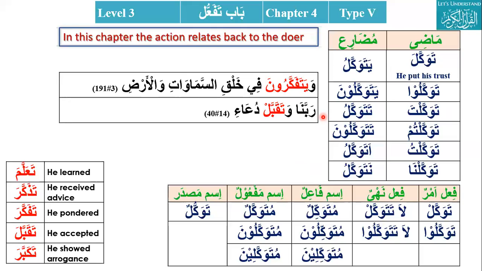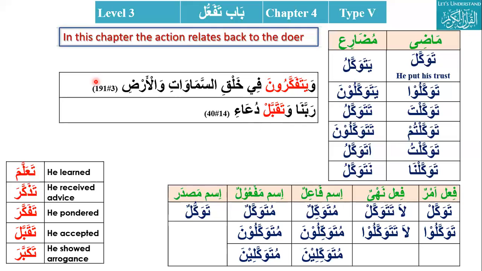Okay, can you please take this ayah? Rabbana wa taqabbal du'a'i. Rabbana, O our Lord, wa and taqabbal, accept dua. Where will we fit this taqabbal in the table? Amr, yes. Taqabbal, accept du'a'i, my call. O our Lord, and accept my call. Good.